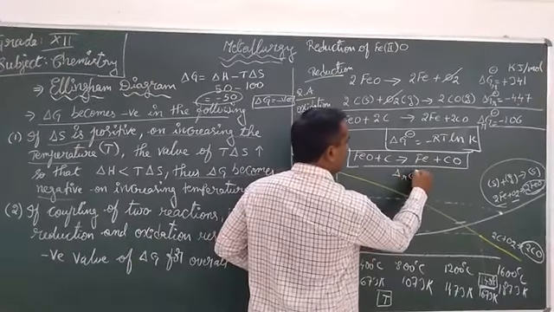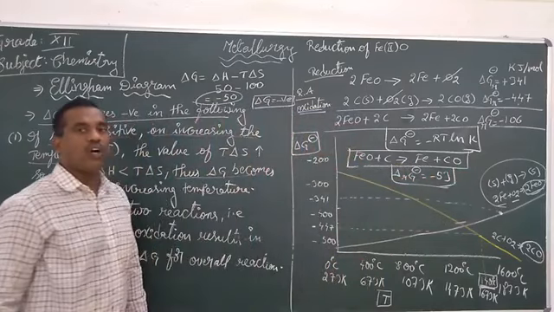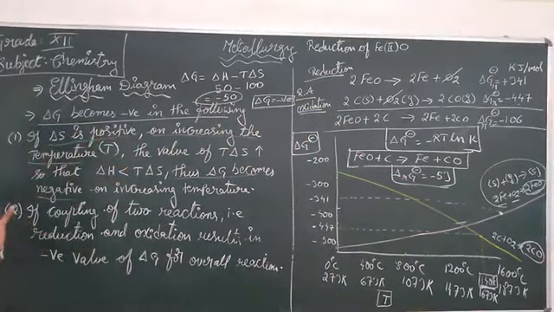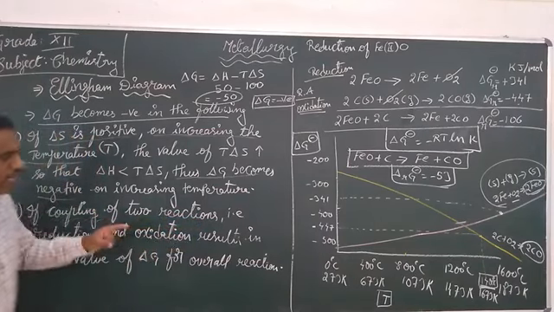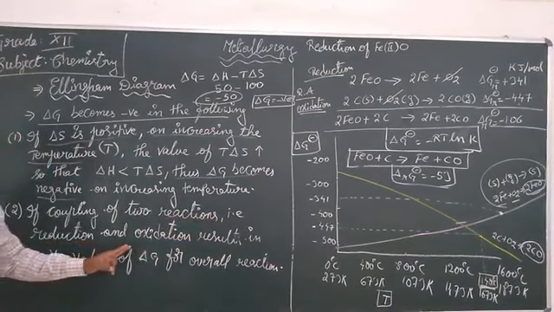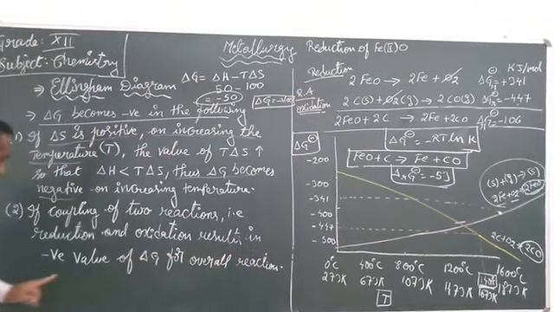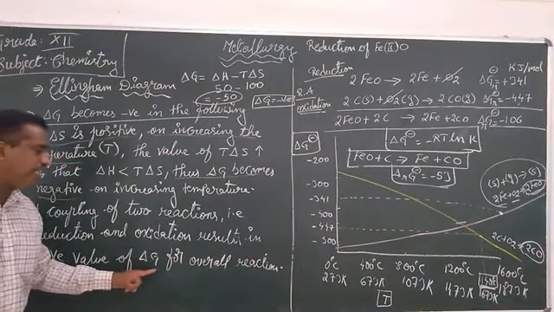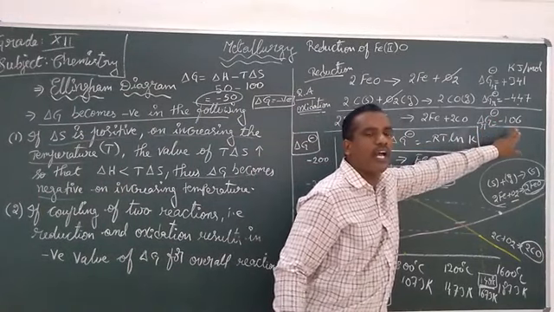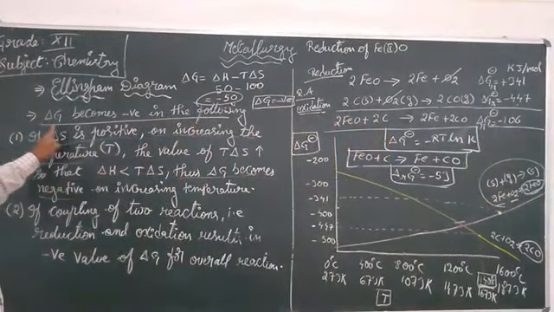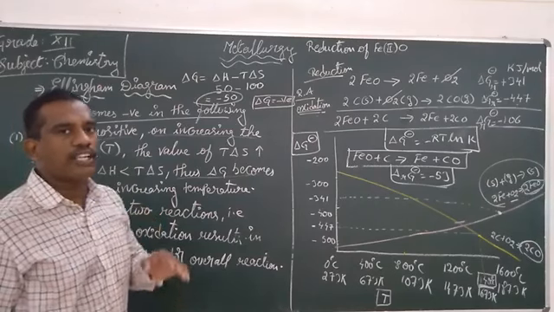This will be delta G negative is equal to 53 kilojoules mole inverse. Coming to the conclusion point here: if the coupling of two reactions, that is reduction and oxidation, results in a negative value of delta G for the overall reaction, then we can say the delta G is becoming negative, which indicates the reaction is a spontaneous reaction.